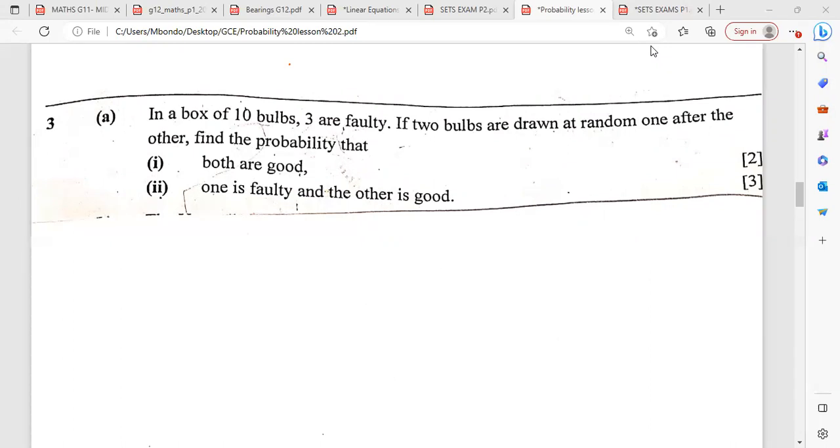So there are two ways that we can do this one. If you look at this question, we have not been asked to use a tree diagram. But it has come to my attention that most of our learners find these questions easier when we use a tree diagram. So even when we haven't been asked to do it, I would rather we go through that route. So let's use a tree diagram to do this.